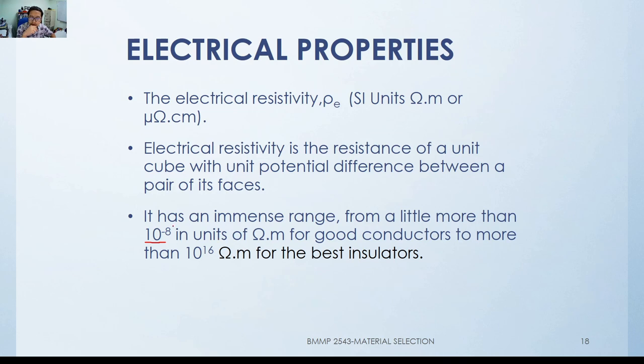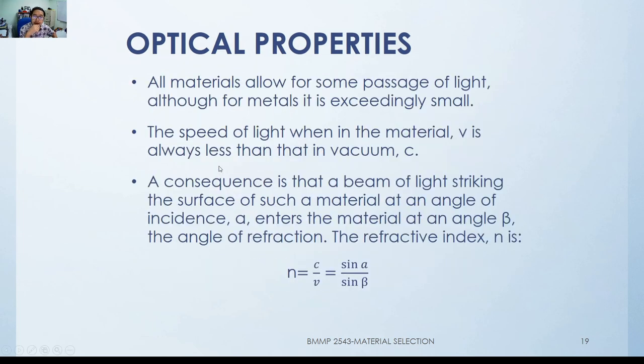Okay, why you see 10 to the minus 8 for a conductor is because it has very low resistivity. And why you see 10 to the 16 ohm meter is because it is very high in electrical resistivity. Next, for optical properties, we know all materials allow for some passage of light, although for metal it is exceedingly small. And the speed of light in the material is always less than that in vacuum, because the material restricts the light going through.